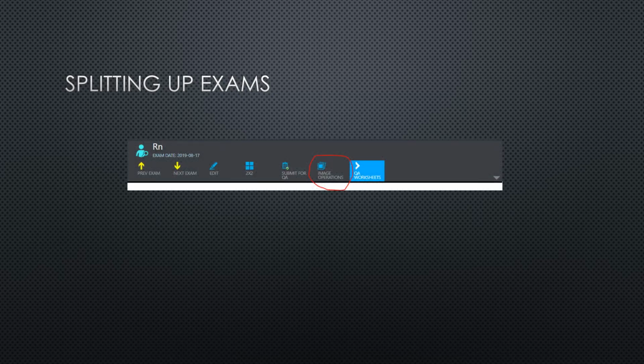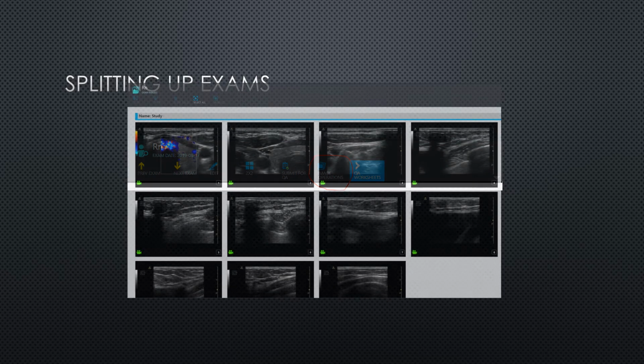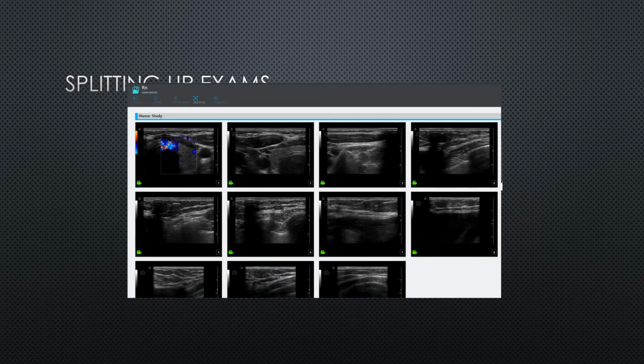But coming down to it, so you have this little button here that says image operations. It should show up both on the main screen in the exams and then inside each individual exam. And you're going to click that button and it's going to show you this. You may have to maximize that window because sometimes it starts not maximized and it's a little bit difficult to work with.